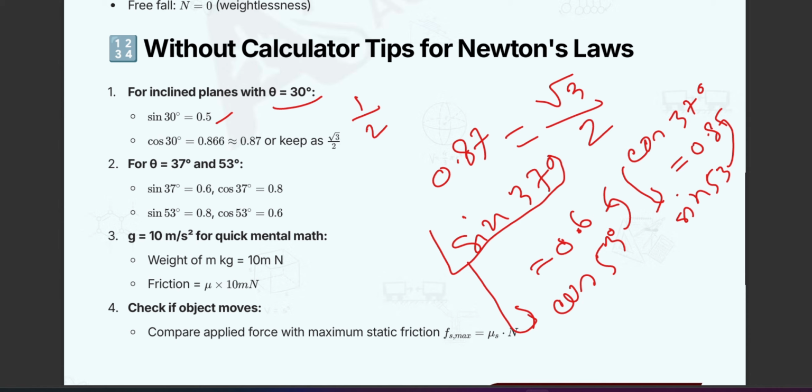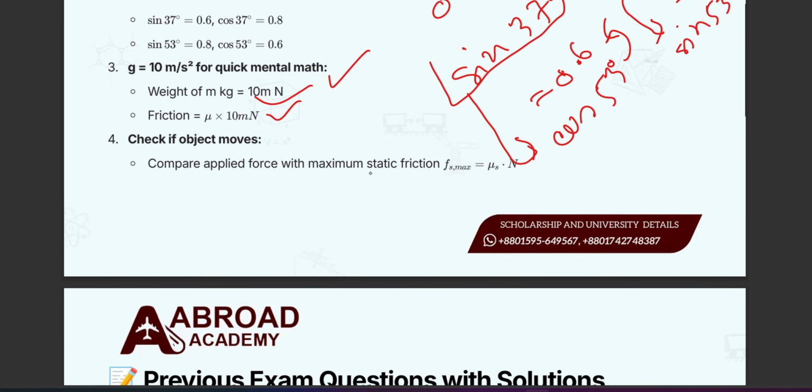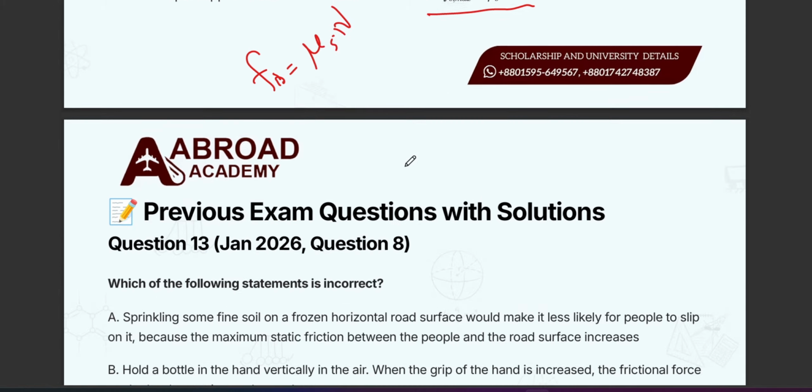Okay, so here is g equals 10 m/s², for quick mental math. Here's the weight of m kg, which is also 10m Newton, and friction is μ into 10m Newton. So compare the applied force with the maximum static friction, which you can write as Fs equals μs into N.